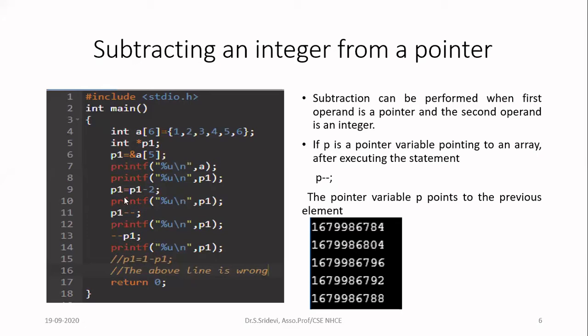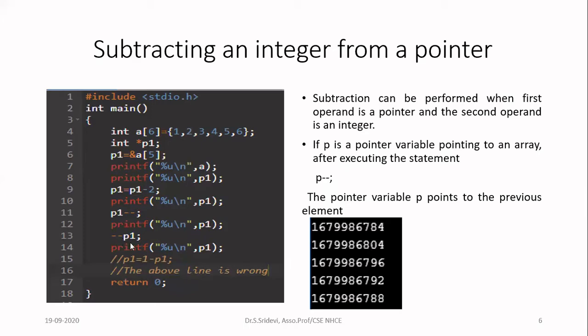Okay. And then I am doing P1 is equal to P1 minus 2. Now what is P1? 804. Minus 1 means subtract 4 from this, so you have 800. Then minus 2 means one more time you subtract 4 from that, and you will get 796. So we are getting the address as 796. Then I am again writing P minus minus, and then I am printing. P minus minus means you just have to point to the previous element. Since it is integer, subtract 4, and I am getting 792.